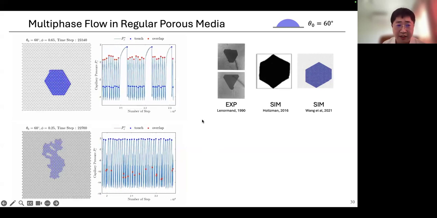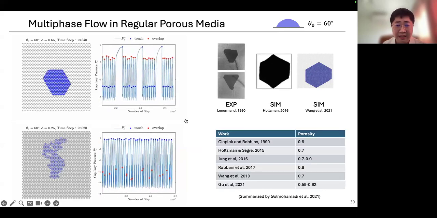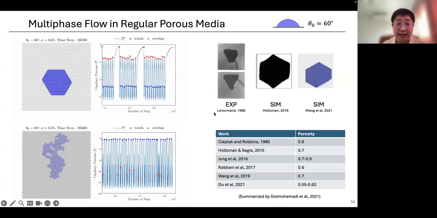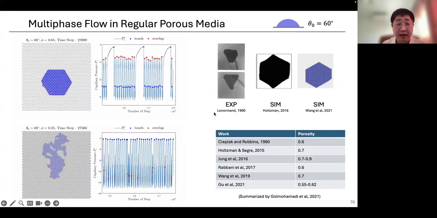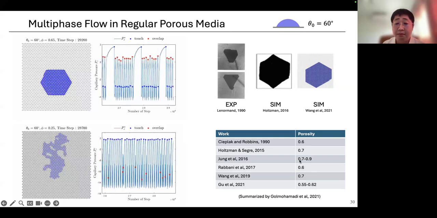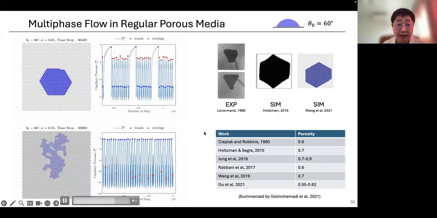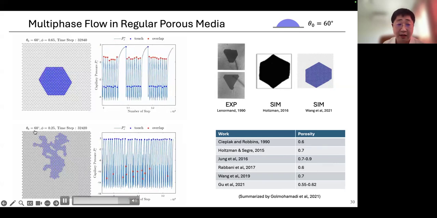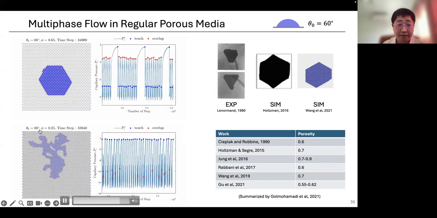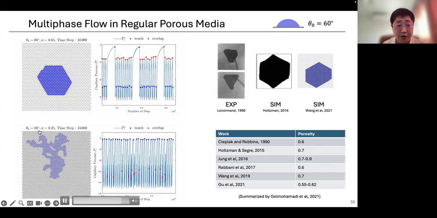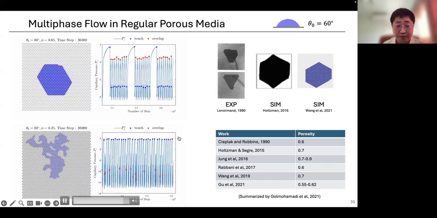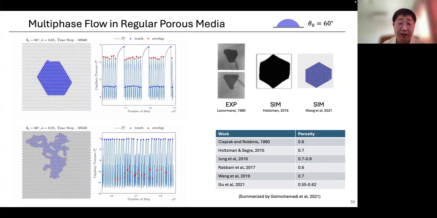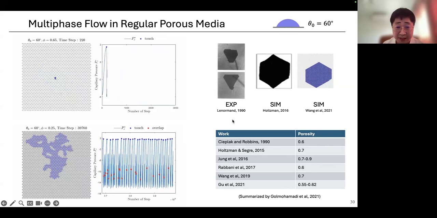And then we searched a lot in the literature. One study pointed out that in this kind of regular artificial porous media, most people have focused on porous media with relatively high porosity, whereas lower porosity has been largely unexplored. So we know that contact angle plays a role. We know the porosity plays a role. So we ran lots of simulations.